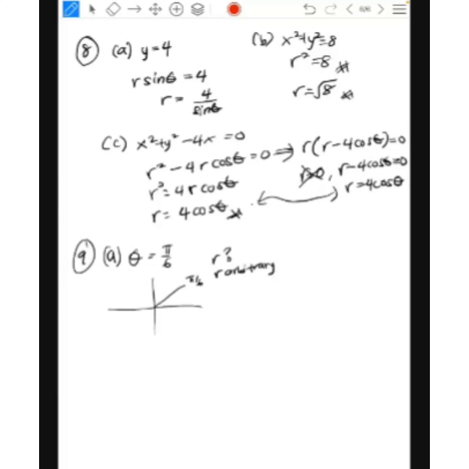So now r is arbitrary. What is r? r is the length earlier. So it can be 0, it can be 1, 2, 3, 4, or it can be -1, -2, -3, -4. So what you have is a straight line with angle theta equals pi over 6. B is also the same, a straight line with angle theta equals -pi over 3. Look at it. You may try to sketch the real angle.